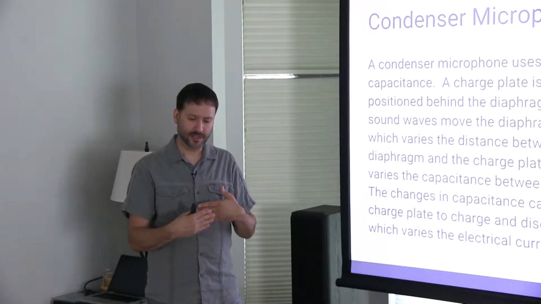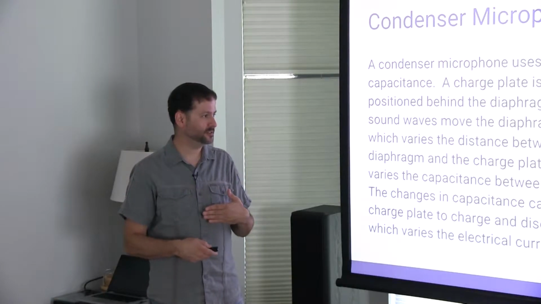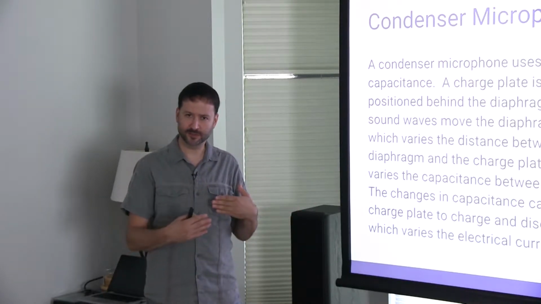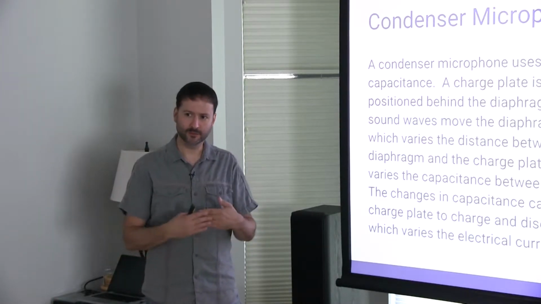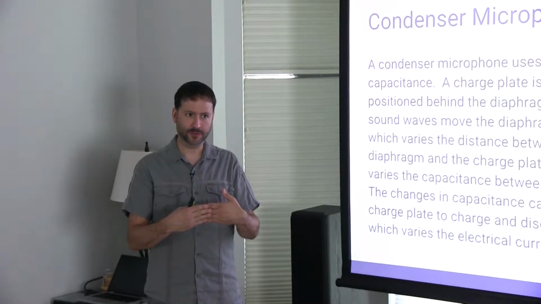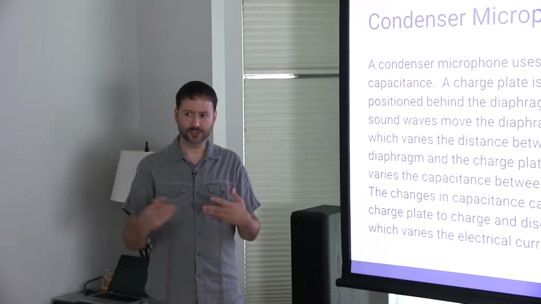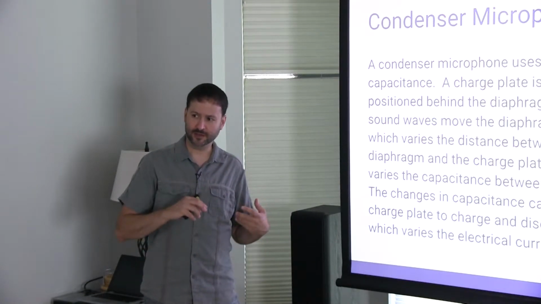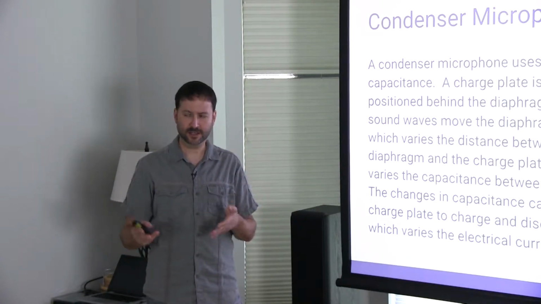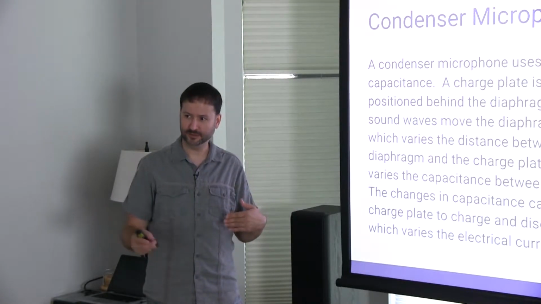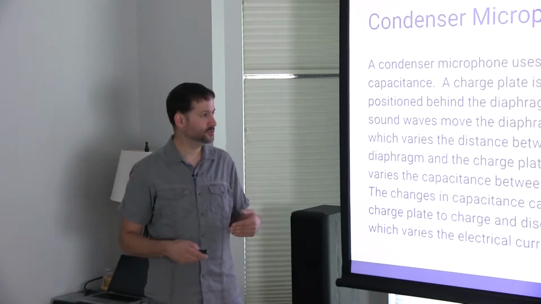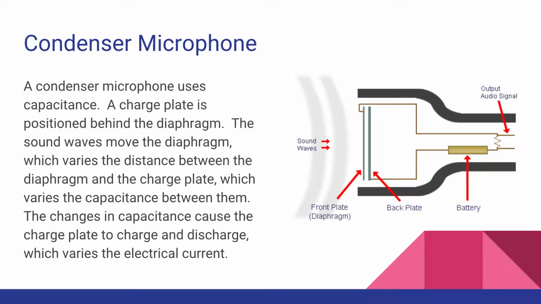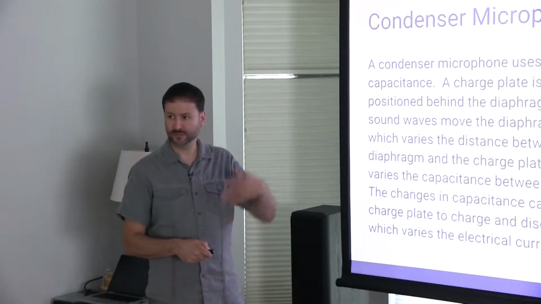But in any case, as the capacitance changes, it requires charging or discharging. If the capacitance decreases, then it will discharge, which means it pushes electricity out. And when the capacitance increases, then it charges, which means it pulls electricity in. So that pushing and pulling of electricity is how we get an electrical signal generated from the physical movement of the diaphragm. So just like with the other microphone, the connection comes out from here to the output.